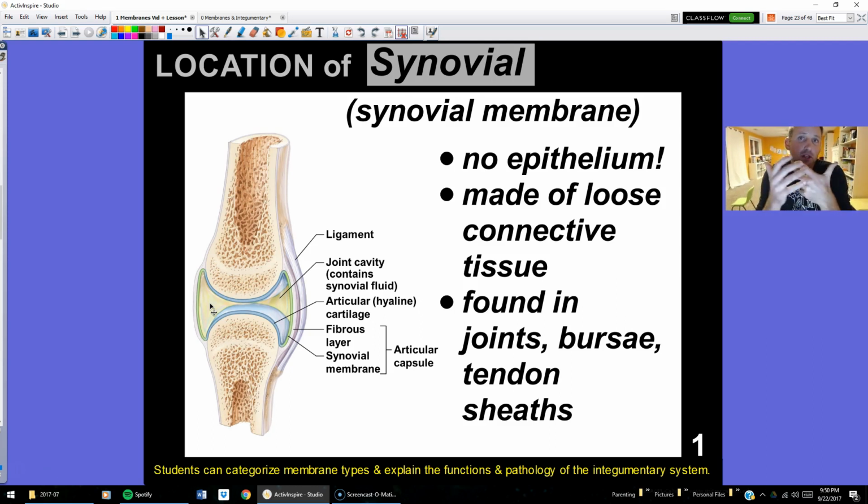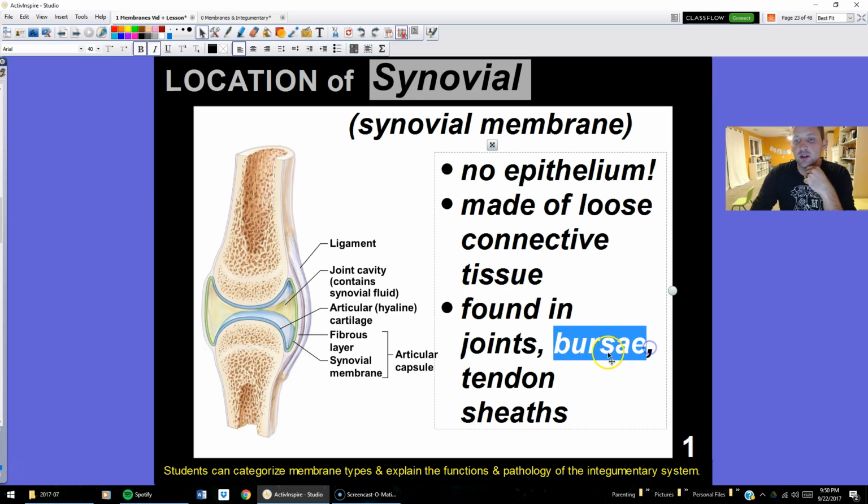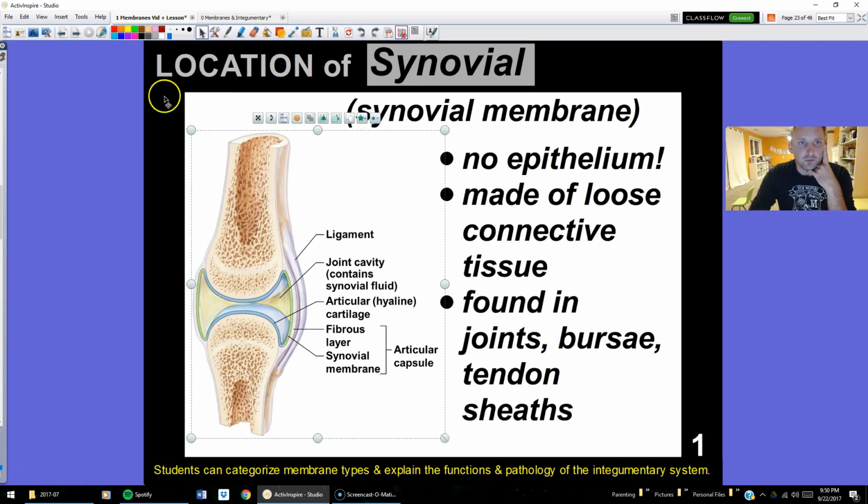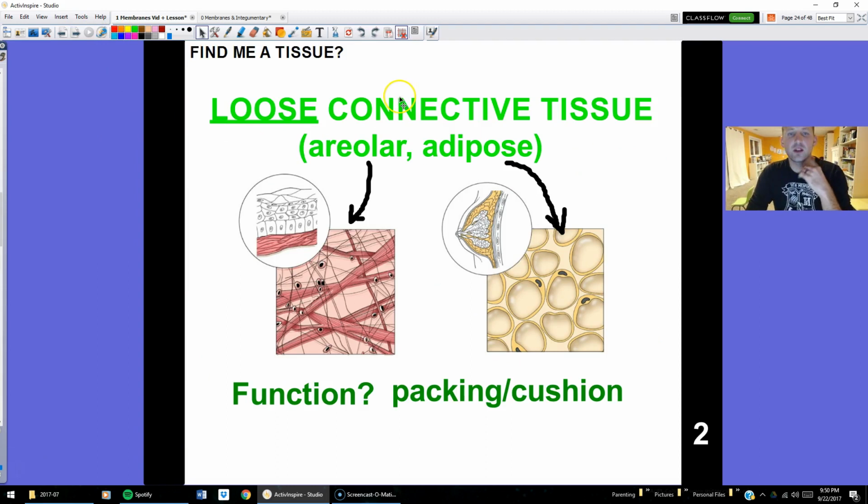And so your synovial membrane is useful for joints where friction needs to be reduced and heat needs to be reduced. It can also be found in bursa. And bursa are kind of like airbags around your bones and muscles. And it can also be found kind of surrounding tendons, around kind of the ends of muscles. So that's synovial.